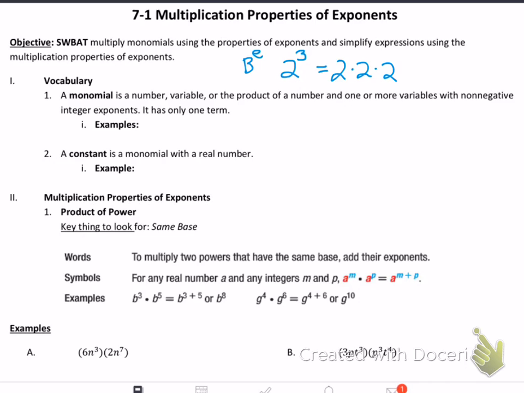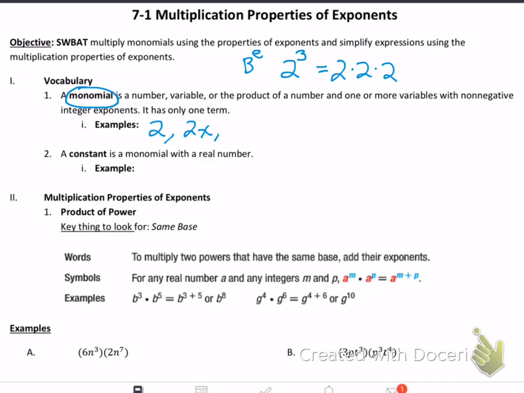So, as we start off the exponents chapter, there are some vocabulary words that are going to be new to us. The first vocabulary word is something that we call a monomial. A monomial is a number, a variable, or the product of a number and one or more variables with non-negative integer exponents. It has only one term. So mono means one. An example is 2, right? That's one term. You could have 2x. That's another term, and we've seen those terms.